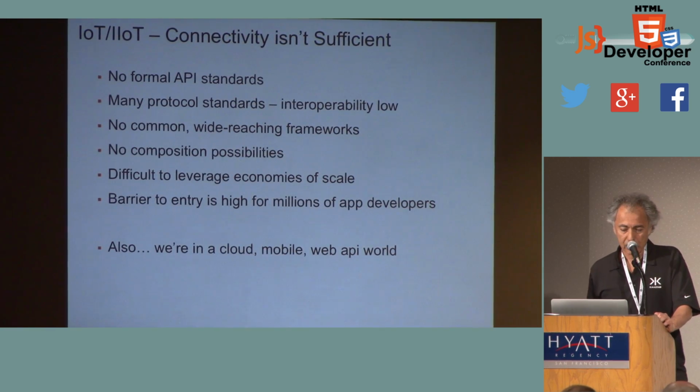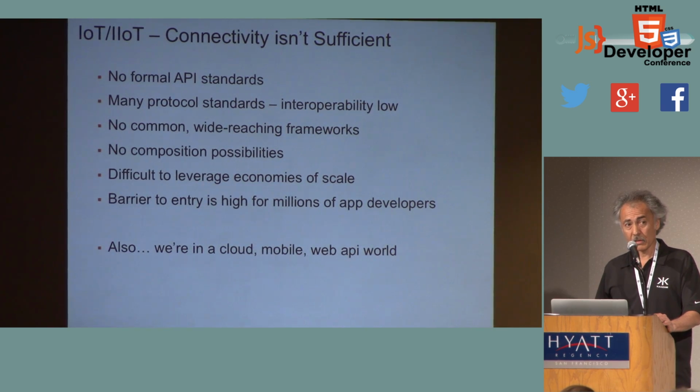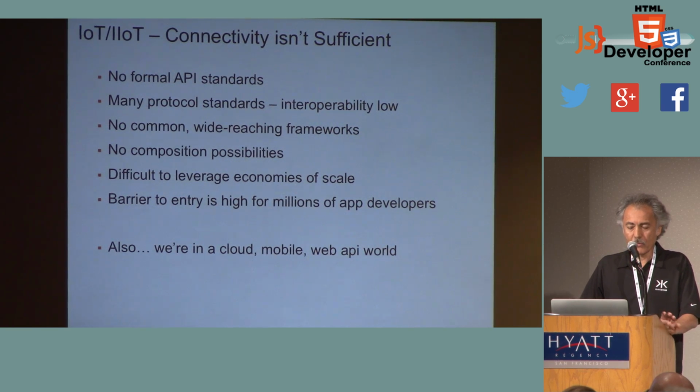The problem with IoT is that it's just connectivity, right? Just like when we had the internet and we didn't have the web, we had connectivity, but we needed more. So now with IoT, there are no formal standards for APIs, for programmability. There's too many protocol standards, right? If you go out and look at all the M2M systems, there's dozens of different protocols. There's no common frameworks. You can't create super services together. You can't create new services out of a collection of smaller services, no composition. And you can't have economies of scale. There's a lot of barriers to the existing IoT.